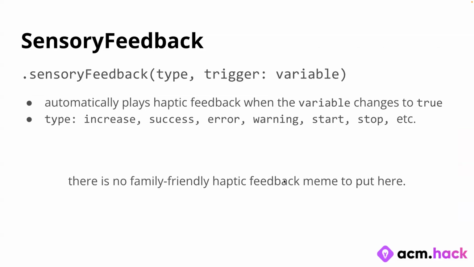And then this is our singular haptic feedback slide. SwiftUI calls it sensory feedback, and this is the syntax for it. They have the type of feedback you want, and also this trigger, where you enter a variable that will serve as the trigger. It will automatically play haptic feedback when the variable you put in here changes to true. They have different types of haptic feedback like increase, success, error, warning, start, stop, etc.